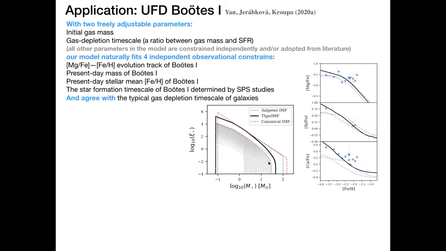This is the galaxy-wide IMF predicted by the IGMF theory. Let's only look at the thick black line here in comparison with the canonical IMF in red. The IGMF theory predicts that the dwarf galaxy should have a more top light IMF, so fewer massive stars. And this is consistent with the observation that these galaxies have a very short star formation time scale.